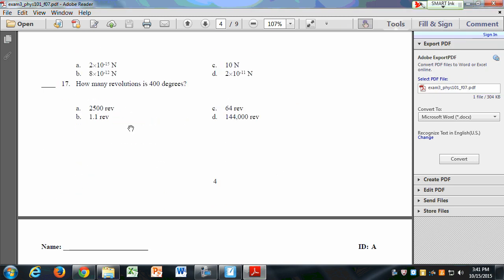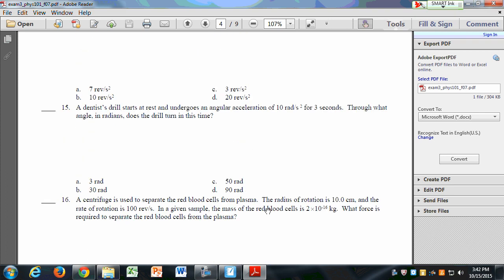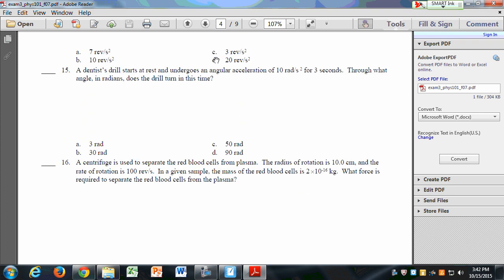How many revolutions is 400 degrees? Well, you can just look at this, right, and tell me which is it. It's B, right? Because I know that one full revolution is 360 degrees, so it's going to be pretty darn close to 1. And B is really the only one that's possible. Hopefully that's a gimme problem. Let's try this kinematics problem here. If you will, we haven't done this one, right? 15. This is a good test. Fall 07.